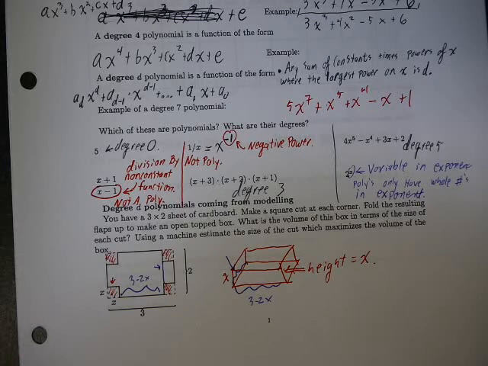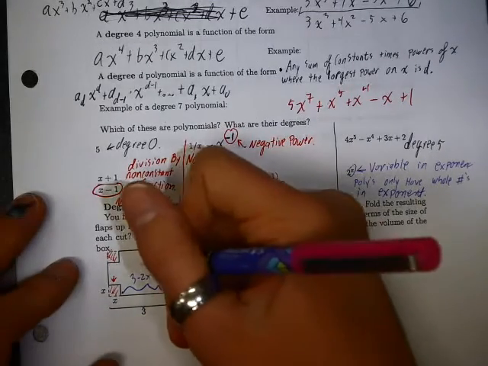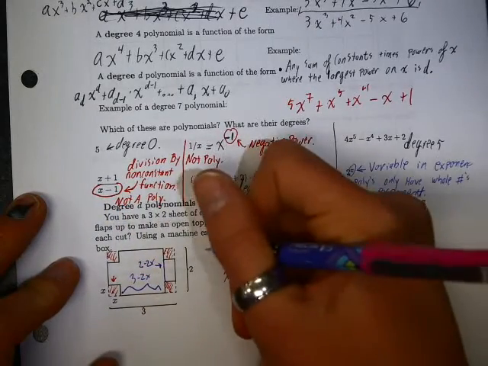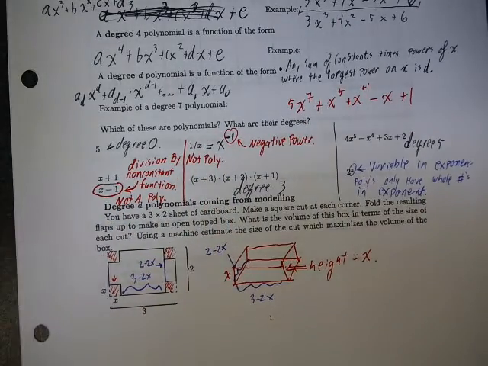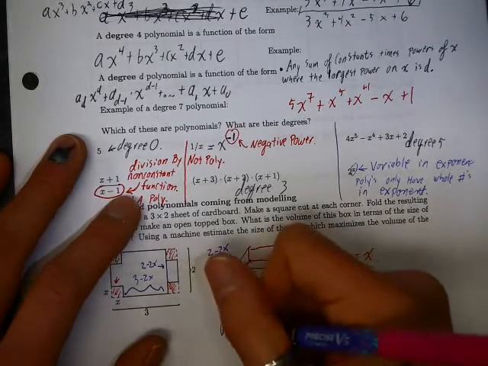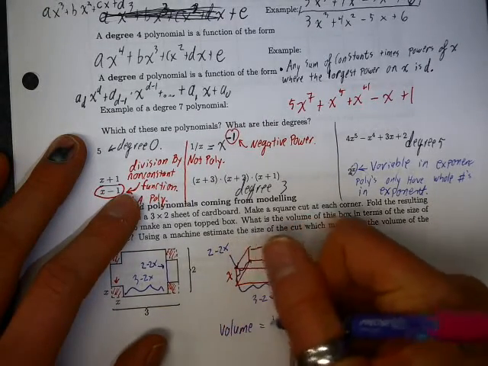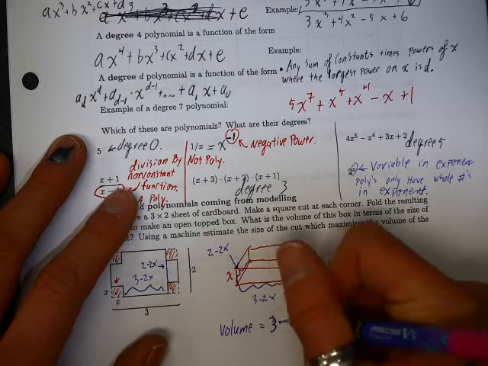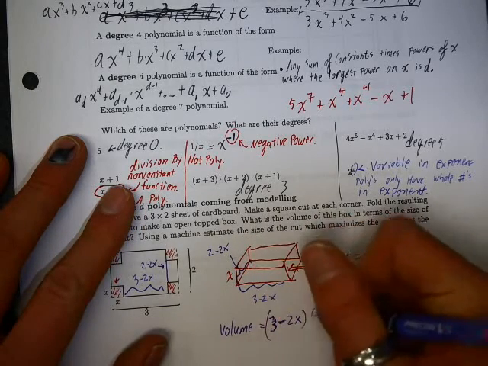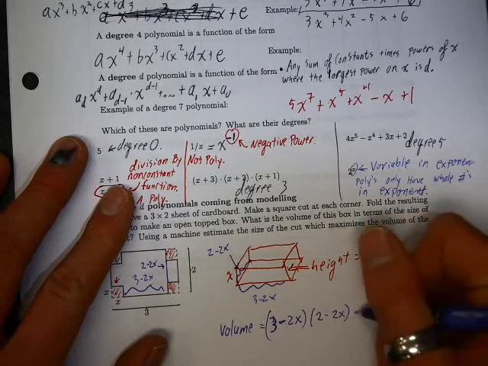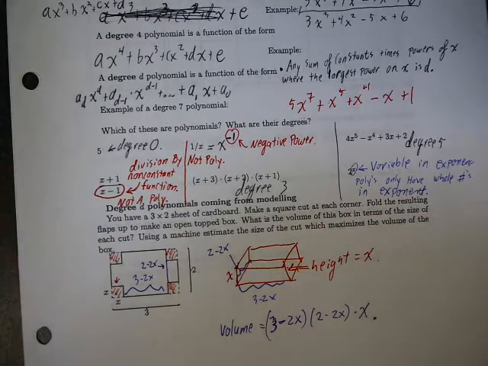I start with the side of length 2, and then I'm going to fold up those two flaps. So I'll reduce that 2 by x and then by x again. So what length do I have left? 2 minus 2x. Nice. And now I have everything I need to write down the volume. The volume of a box is length times width times height. That seem reasonable?